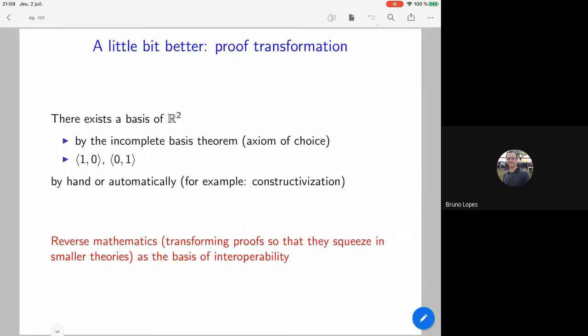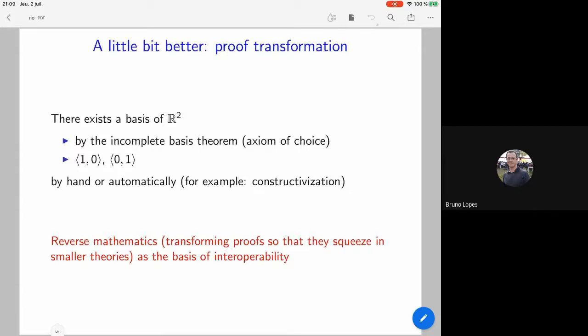But there is a much simpler proof in this case. It is to provide an actual basis, and the basis is made with the two vectors (1, 0) and (0, 1). And to prove that (1, 0), (0, 1) is a basis of R square, you don't need the axiom of choice. So it's a good test to know if your colleagues are mathematicians or logicians, is to ask them which of these proofs is the more general.